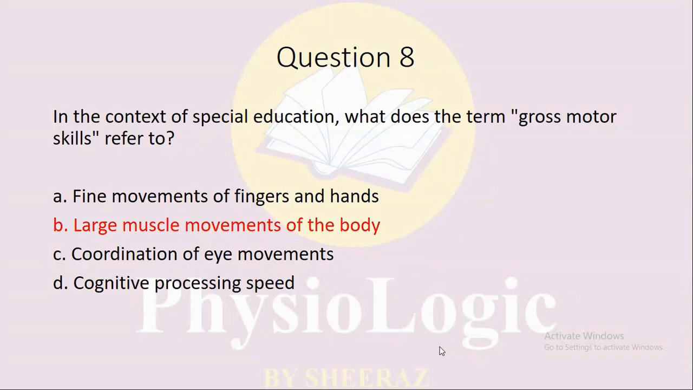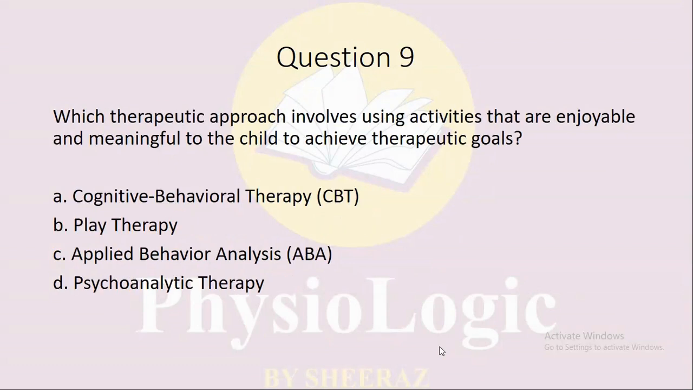And the correct option is option B, large muscle movements of the body. This is termed as gross motor skills. And when we talk about the fine movements of finger and hands, this is called fine motor skills.